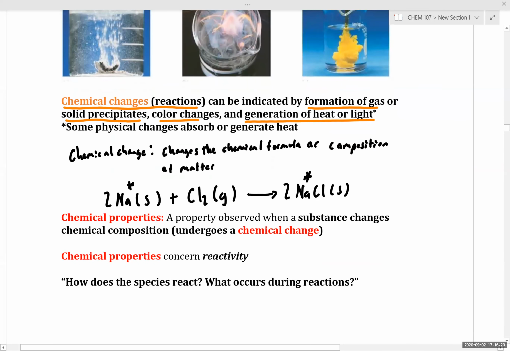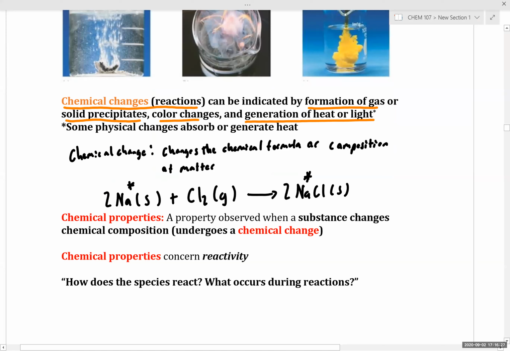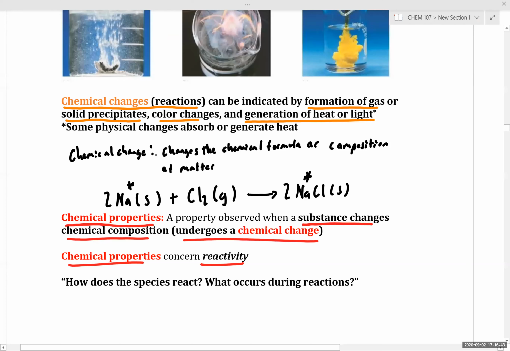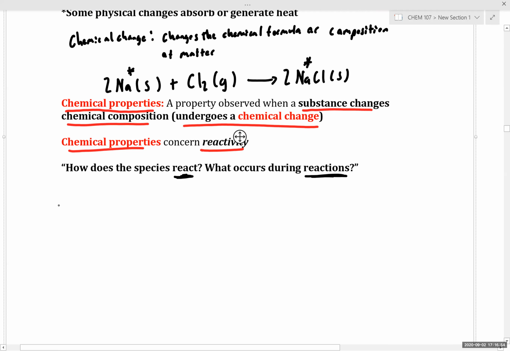Let's now talk about chemical properties. Chemical properties are a property observed when a substance changes chemical composition or undergoes a chemical change. Chemical properties concern reactivity. So some questions to ask that relate to chemical properties: How does the species react? What occurs during a reaction? So here are some examples of some chemical properties.